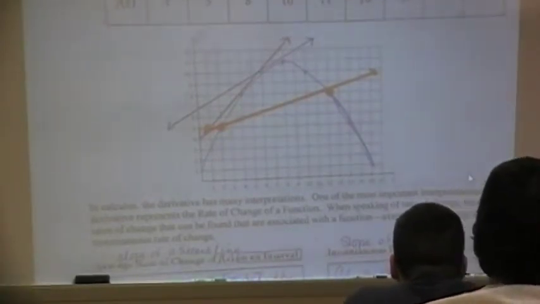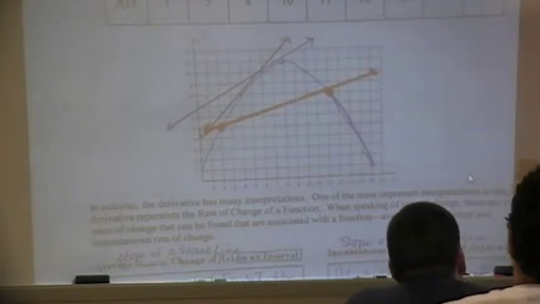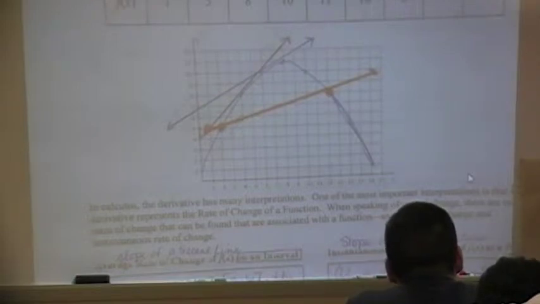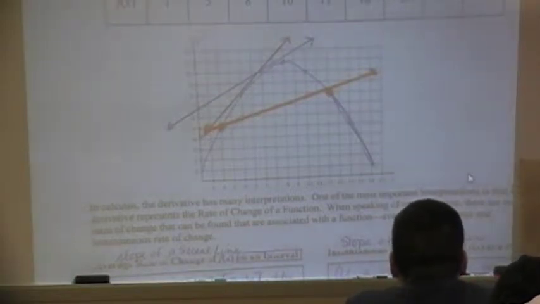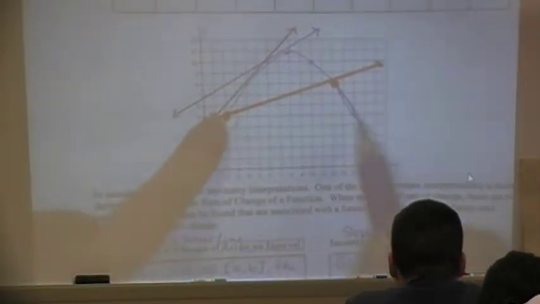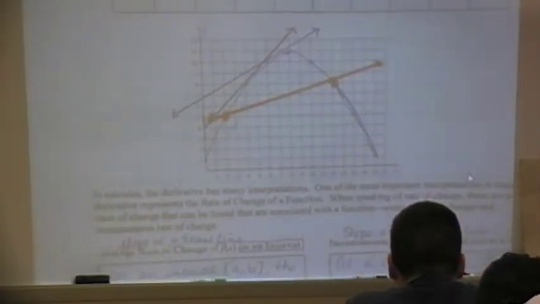Is it continuous? Yes. Is it differentiable? Yes. Are my f of a and my f of b equal to one another on the interval 2 and 14? Yes. Because here's 2, it's 2, 5, and 14 is 14, 5. So Rolle's theorem does apply on the interval 2 and 14.